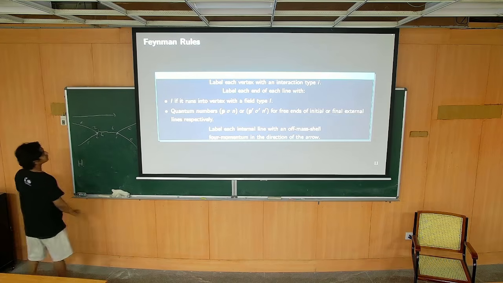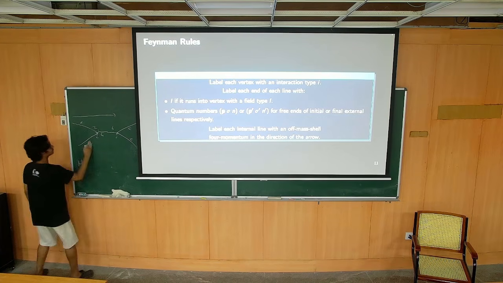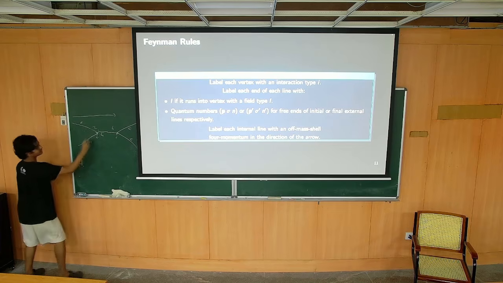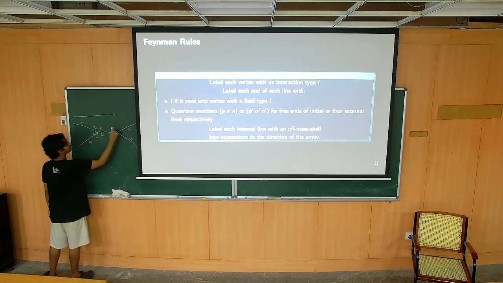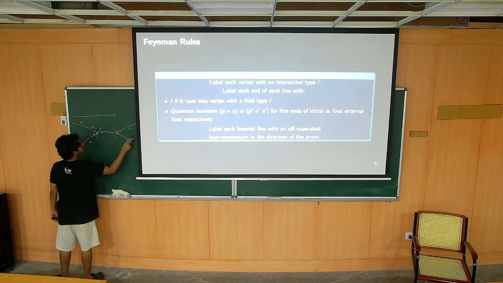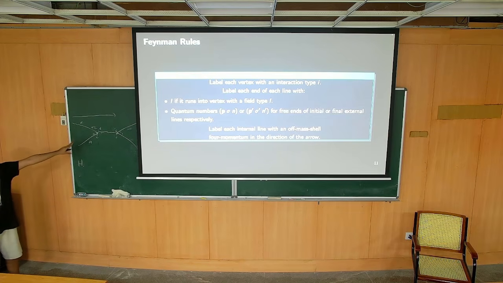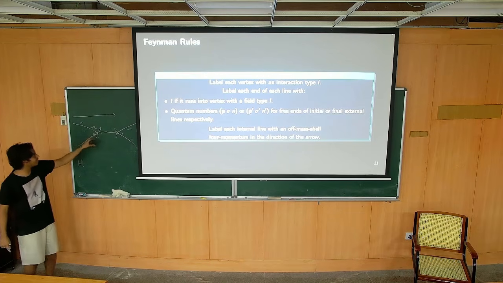Suppose this had A and A. So at this end I label it A, at this end I label it B, at this end I label it B. A, C, C. So in a vertex I label them like this. Whenever a vertex is there, the ends I label with the field type.